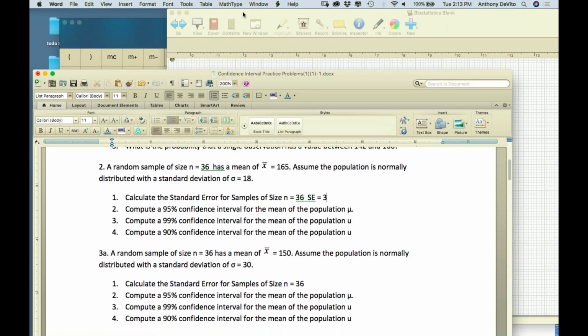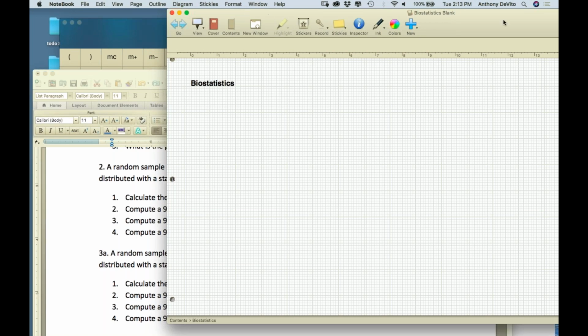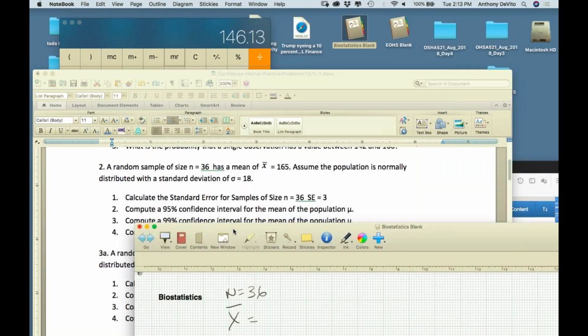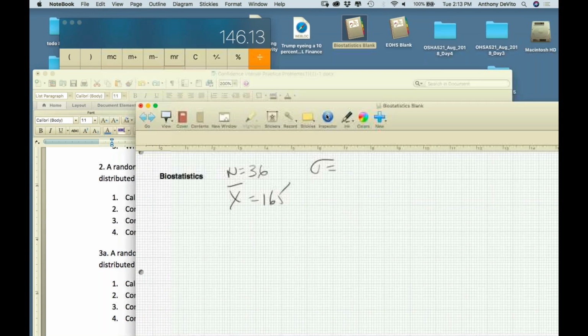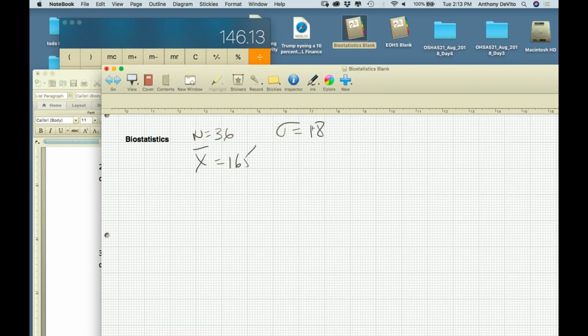Okay, 36. X bar again, 165. Sigma for the population was equal to 18, I think, right? 18. So standard error, sigma over the square root of the sample size, is equal to 18 over the square root of 36, which is equal to 18 over 6, which is equal to 3.